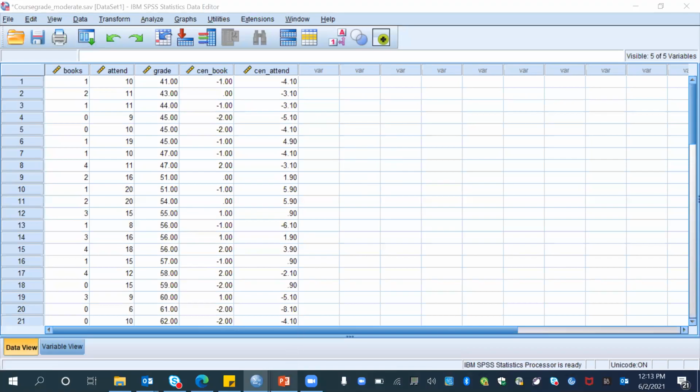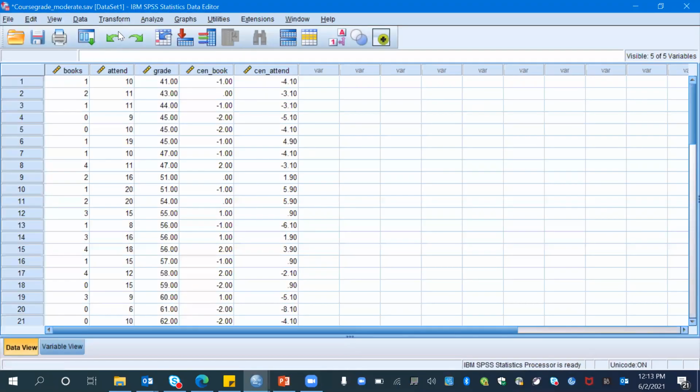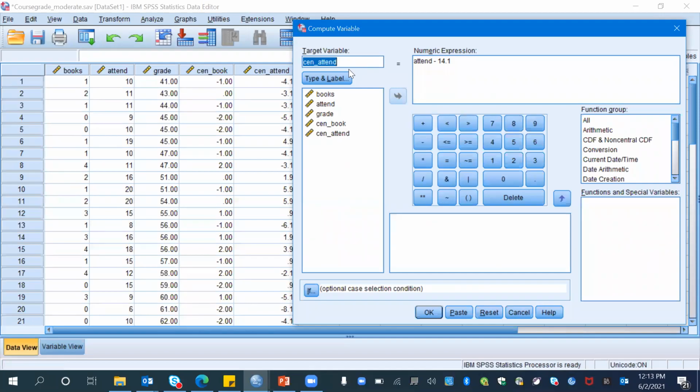So we've centered our variables. Step 2, we're now going to create interactions between the predictors. And if you recall, for an interaction all we have to do is multiply those together. So I'm going to take our new centered variables, so centered attendance times centered book. And I'm just going to call this variable interaction, or just int for short. Again, you can name things however you want, whatever is intuitive to you. And again, just multiply these together using whatever stats package you're using. Just multiply. That's all you're doing.